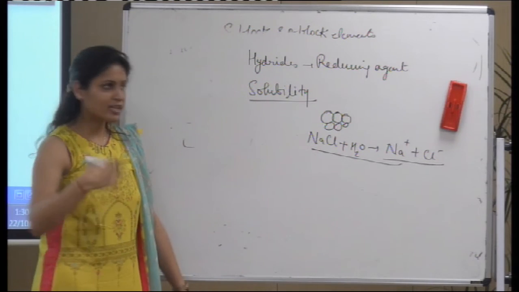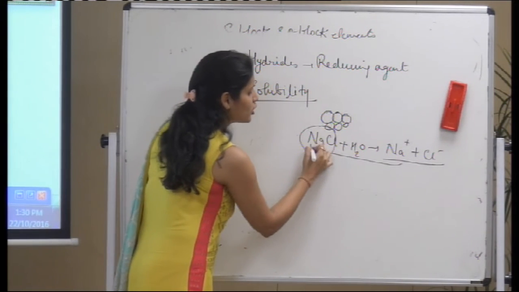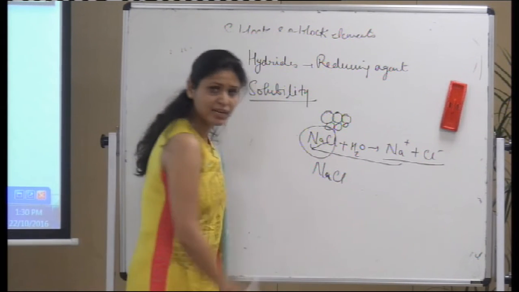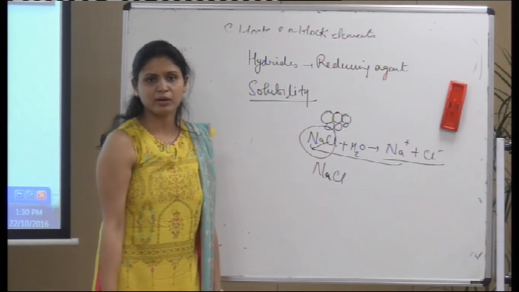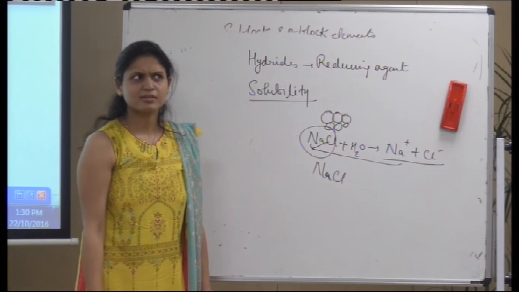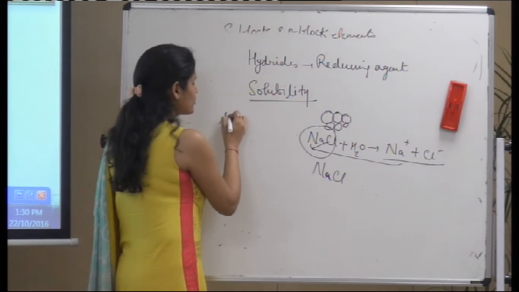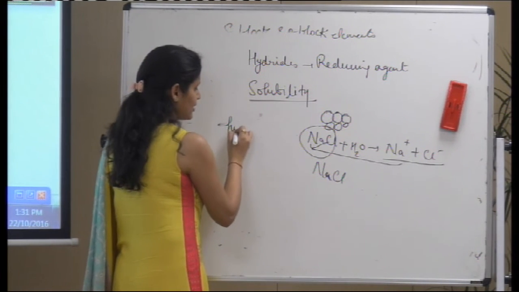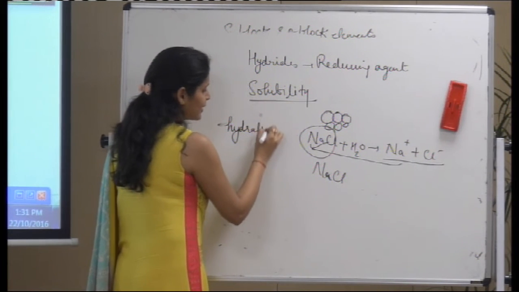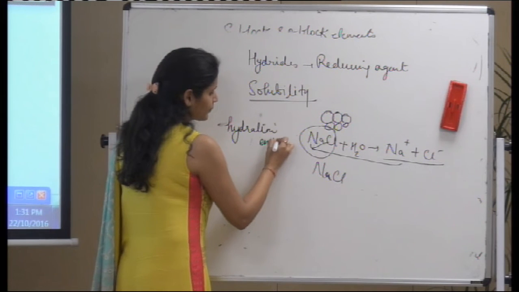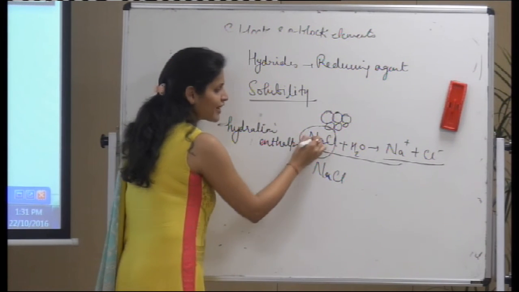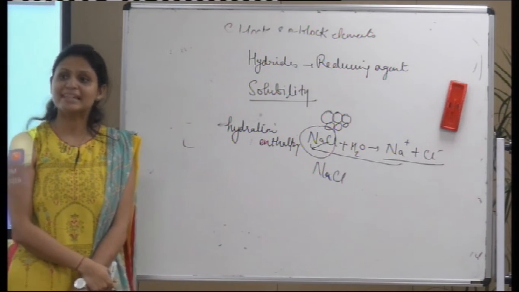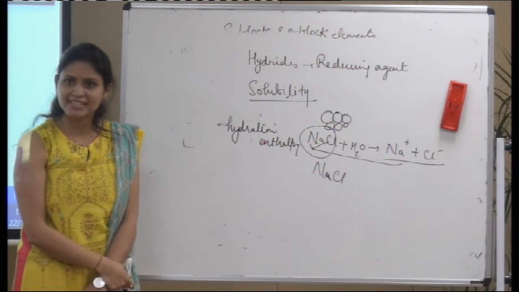To get this NaCl dissolved, the NaCl crystal should break down. And how would it break down? Solvation energy, right? More precisely, you say hydration enthalpy. What is the factor that is keeping Na plus and Cl minus intact together? Lattice energy. All of you have heard about lattice energy?